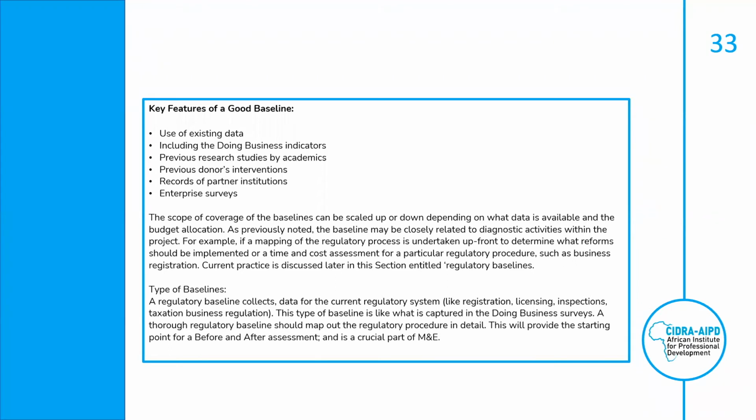Key features of a good baseline: use of existing data, including the Doing Business indicators, previous research studies by academics, previous donor interventions, records of partners, institutions, and enterprise surveys. The scope of coverage of the baseline can be scaled up or down, depending on what data is available and the budget allocated.